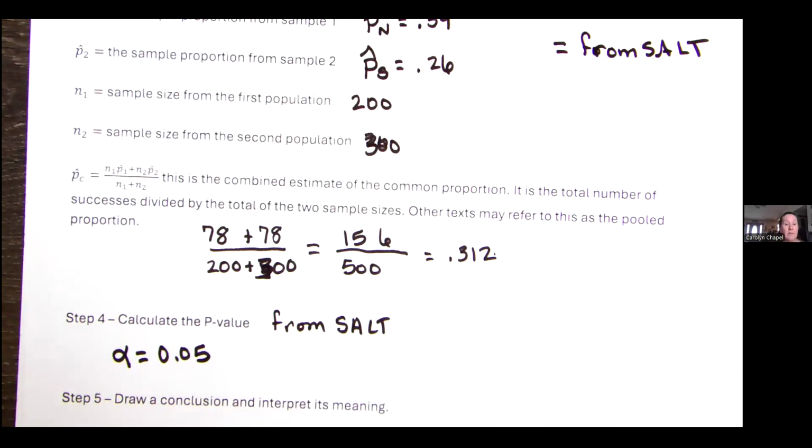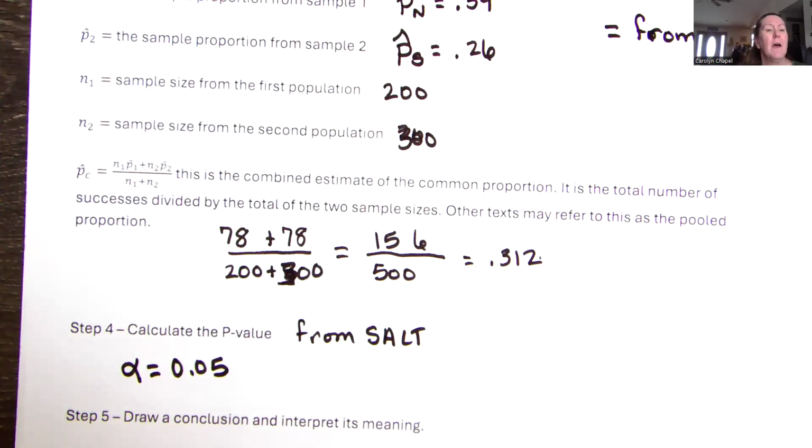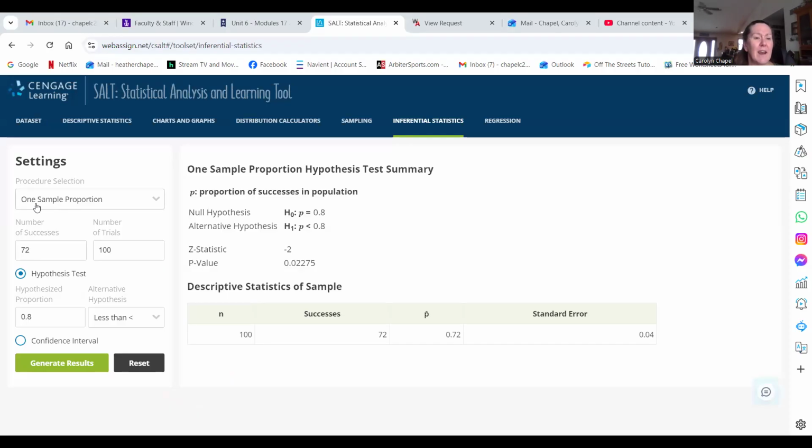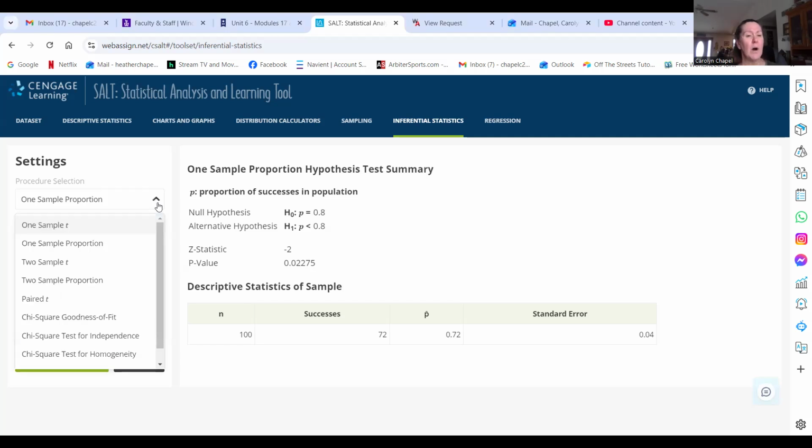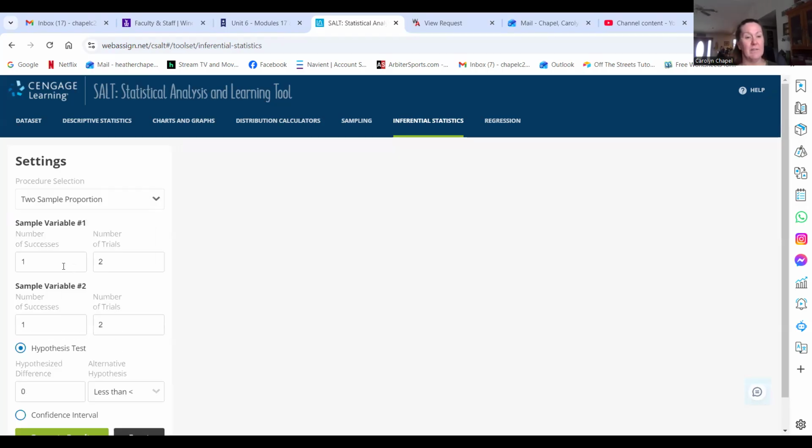So let's go into SALT. And I know I'm not on the right screen because right now I'm looking at a one sample proportion. We did not have one sample. We had two. We had one from the Northwest and one from the Southwest. So I'm going to have to change what test we're doing. And we are doing a two sample proportions test because we're looking at the proportion of our Northwest, comparing it to the proportion of our Southwest.